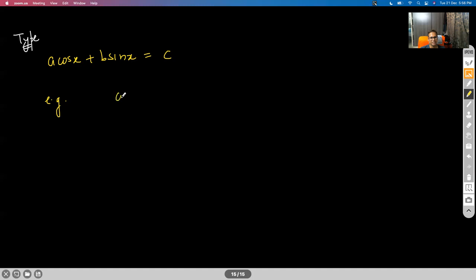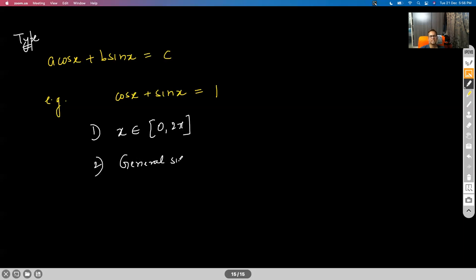Let's say somebody gives me this equation to solve. Now you tell me, how would you solve this equation? Let's solve it under two situations. Number one, solve when x is between 0 to 2 pi. And second, get the general solution. So I've given you two scenarios to solve.